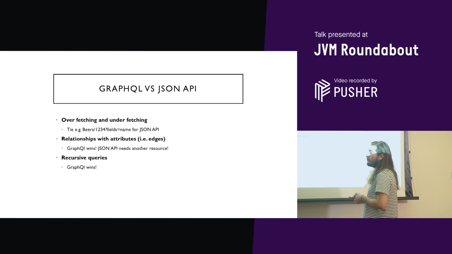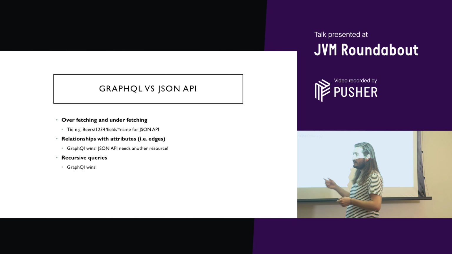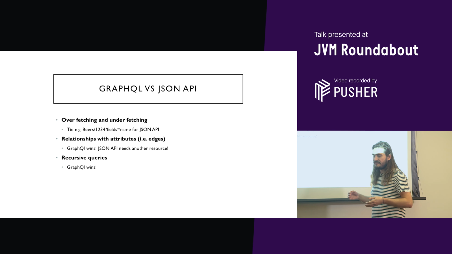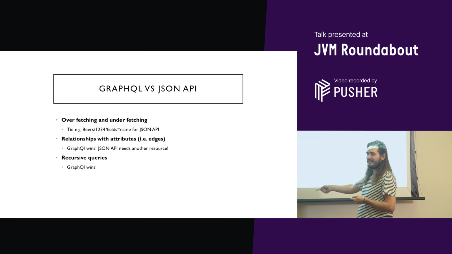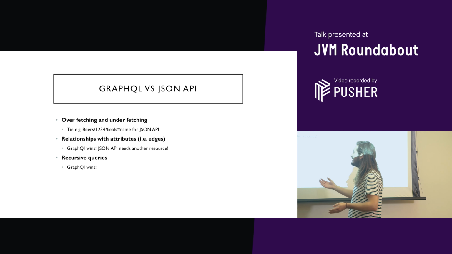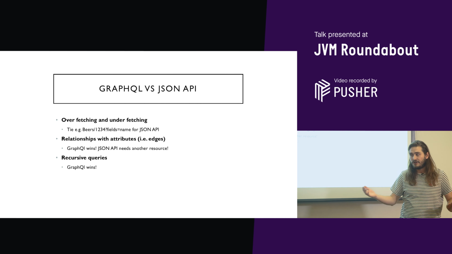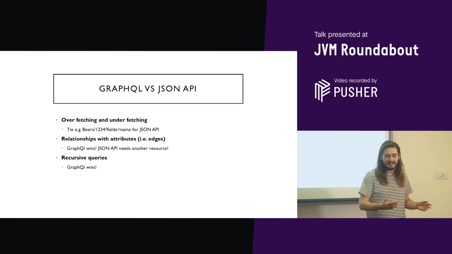Relationships with attributes. This is my main problem with JSON API, not to say that they can't implement it eventually, but GraphQL has it now: you have attributes on those relationships. You can't do that with JSON API, and they basically suggest creating another resource called pub stock, which would be related to a beer. And it's just like, that's a lot of effort. So that's why I think GraphQL wins for that one. Again, for recursive querying, GraphQL wins because you just can't do it in JSON API. Again, not to say you can't eventually, but at the moment it doesn't.